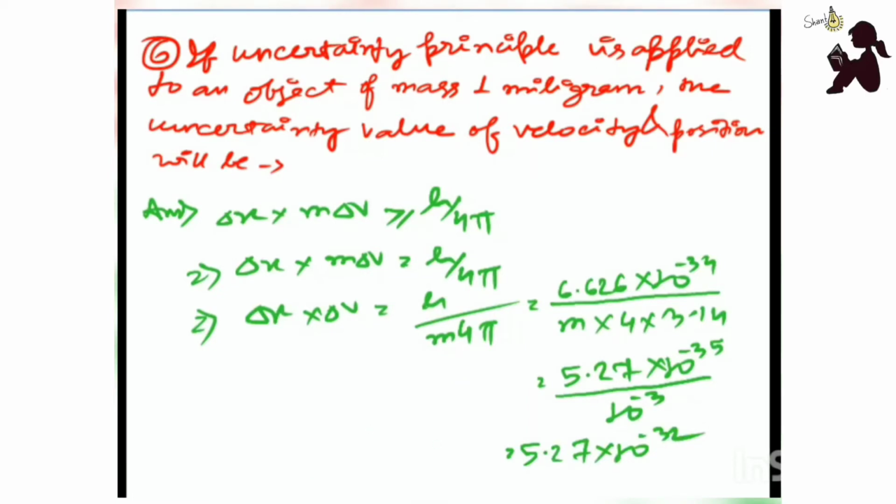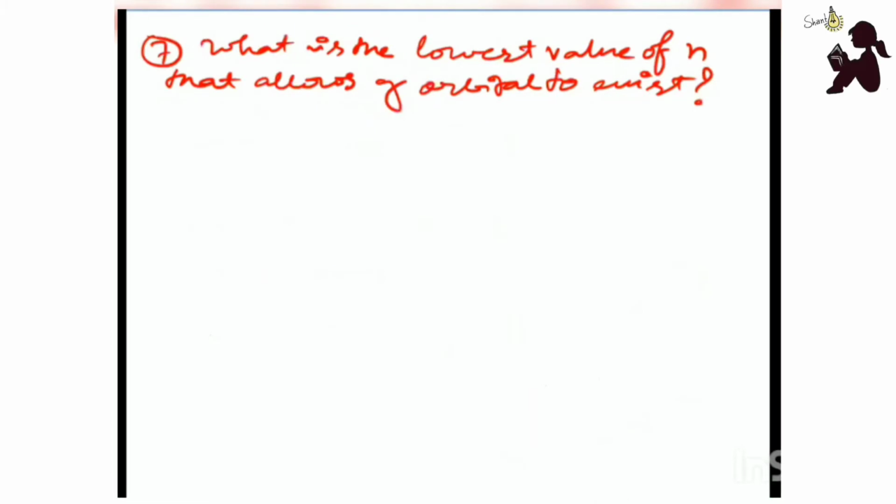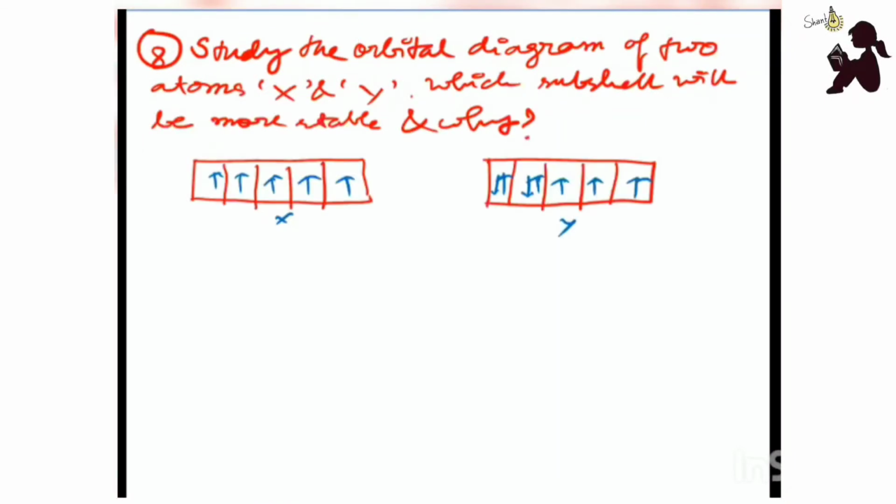So let's see the seventh question. Now they said, what is the lowest value of n that allows the g orbital to exist. Now this is what I can say, this is an objective type of question, so you have to remember this. So what will be its answer? That will be 5. So let's see the next question. It is question number 8.